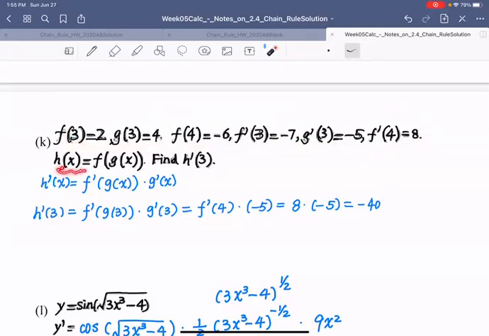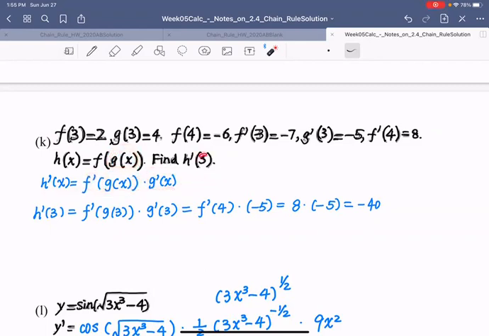H of x is a composite function, which is f of g of x, and then find h prime of 3. This is exactly the chain rule. H prime of x equals f prime of g of x, times the inner one, g prime of x. So we will use this formula.